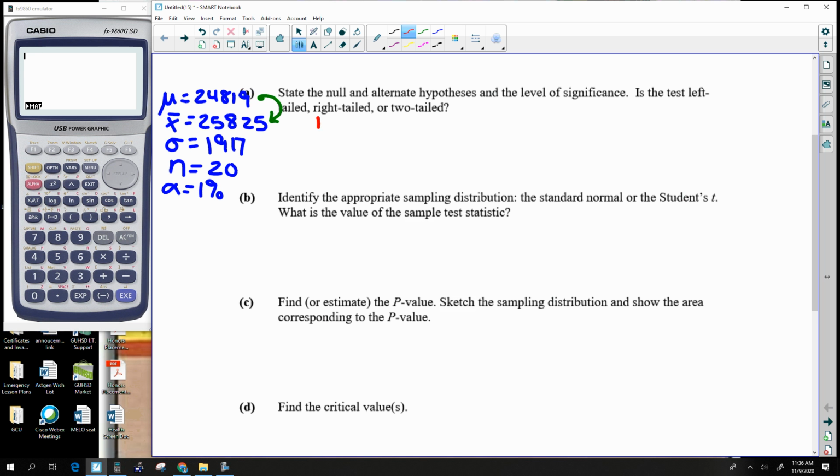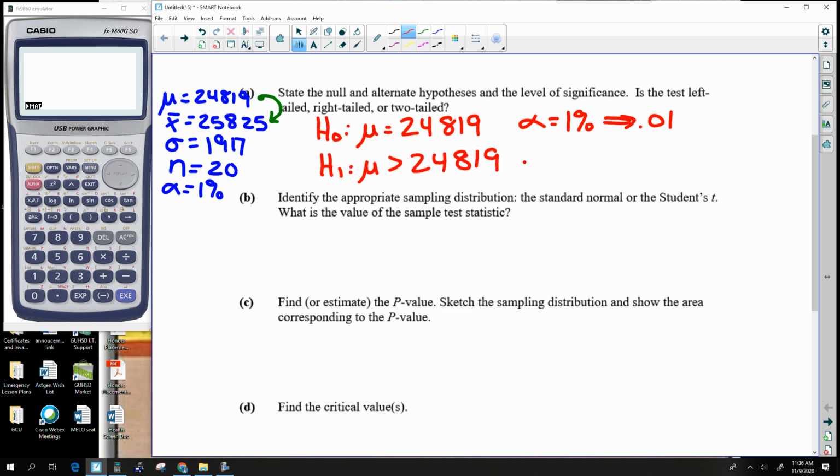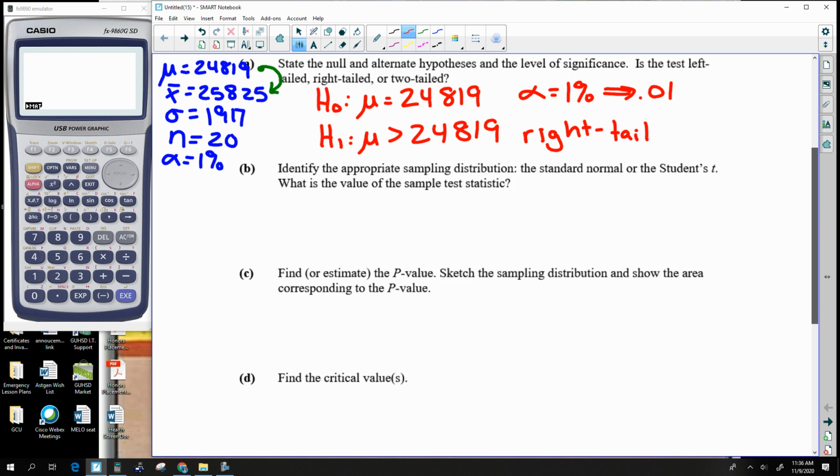It's greater than. Okay, so right now the average is 24,819, and our alternate hypothesis, I think the average is now more than 24,819. All right, so I think that's happening. Level of significance is 1%, which is 0.01, and this is a right tail. So because this has a sigma, this is going to be a standard normal, which means that we are getting a z.